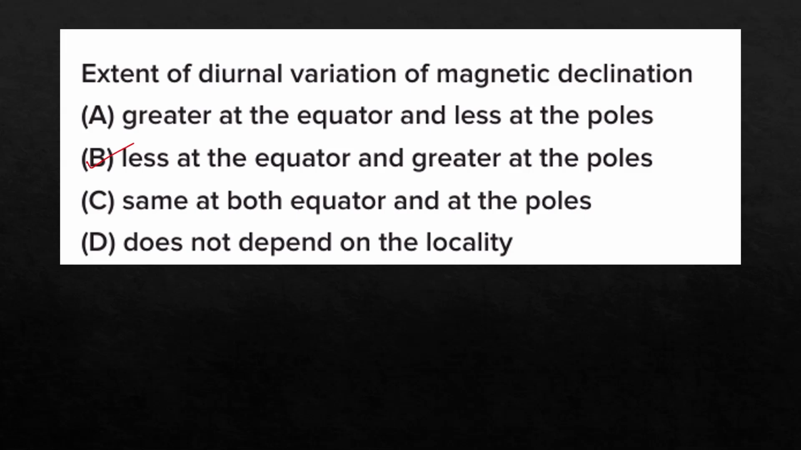This diurnal variation mainly happens because of the Earth's magnetic field, and it is influenced by electric currents in the ionosphere, which are driven by solar activity. These current variations in the magnetic field and their effects are stronger near the magnetic poles and weaker near the equator. That's why the diurnal variation of magnetic declination is less at equator and greater at the poles.